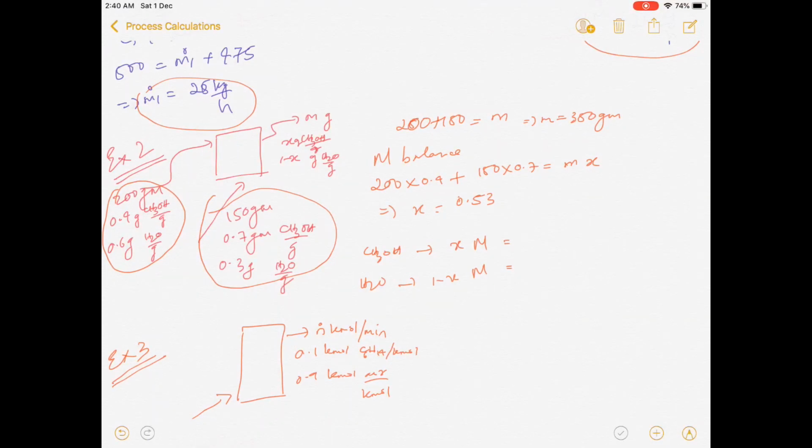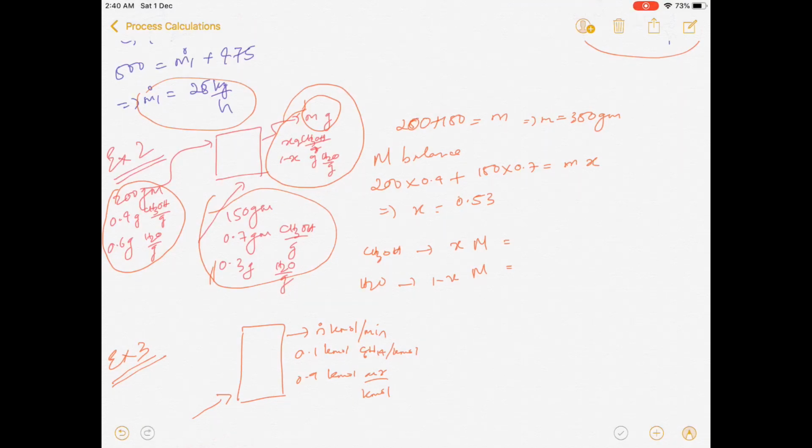These two are feeds. It's given as 0.4 is the mass fraction of methanol, and 0.6 is the mass fraction of water in the 200 gram solution feed, and this is 150 gram, and this is as follows. So we need to calculate m and x.